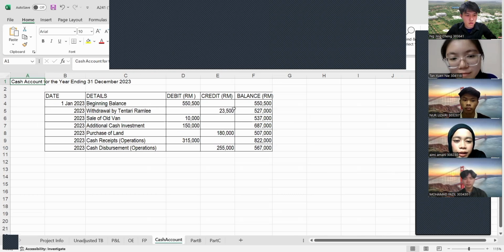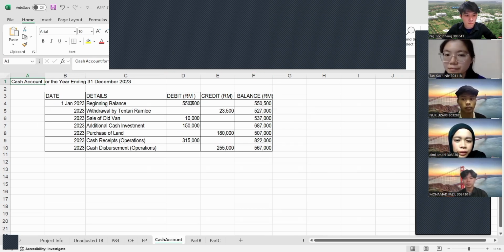Hey, I've been trying to understand cash accounts better. Can you explain what a cash account is? Sure, a cash account is a financial account that tracks the cash inflow and outflow of a business. It shows how much cash is available at any given time.